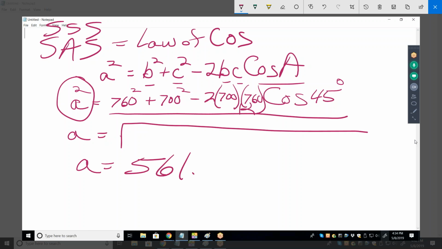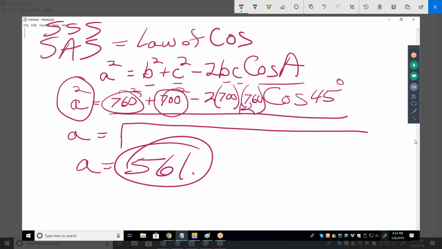One plane goes 760 miles, the other one goes 700 miles in a different direction. You certainly would not expect them to be 56,000 miles apart. Impossible. But they could easily be that amount. And that's going to be the answer.